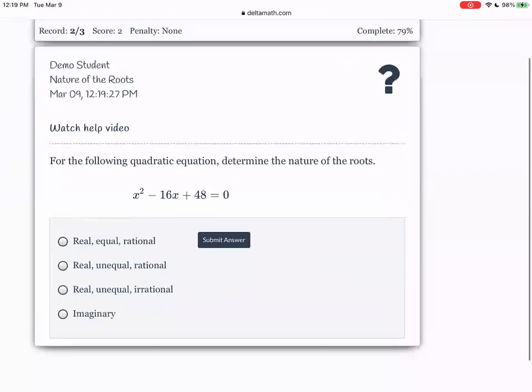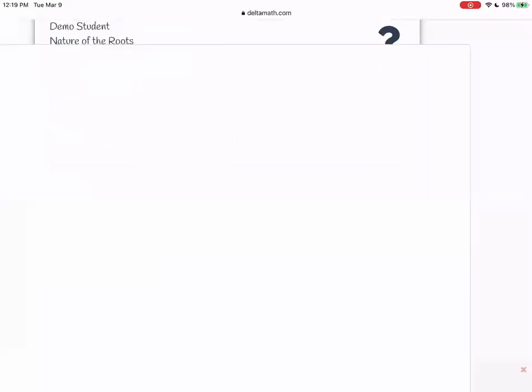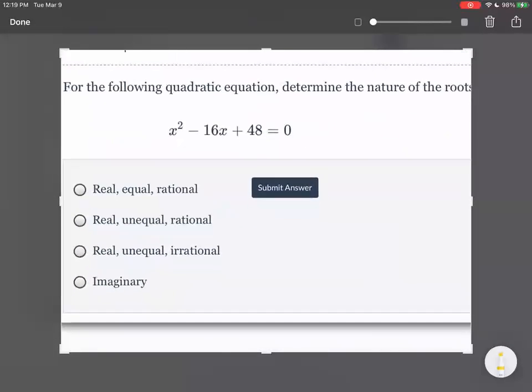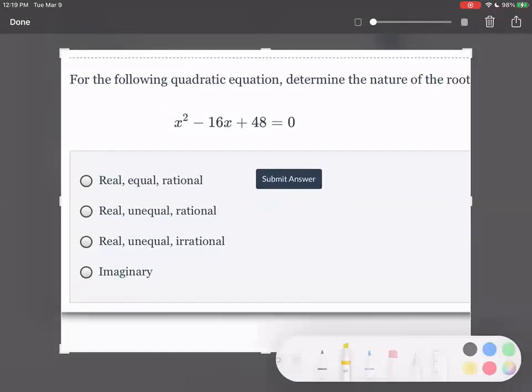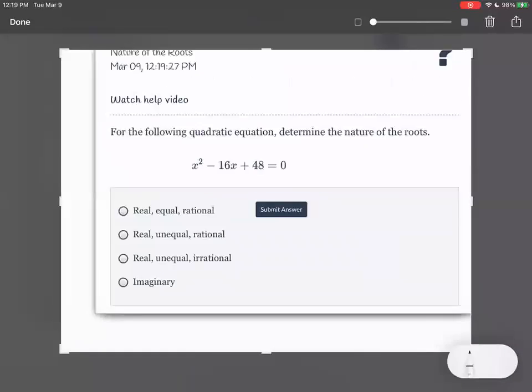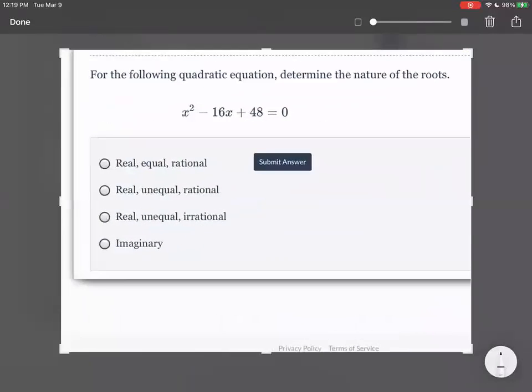I guess for this one, we could just do one more example, and then I'll call it a day, just because this is like the new stuff. Okay, let's take a look at what we have here. A is 1, B is negative 16, and C is positive 48. B squared minus 4AC, this is our discriminant. So we have B squared minus 4, A is 1, C is 48.